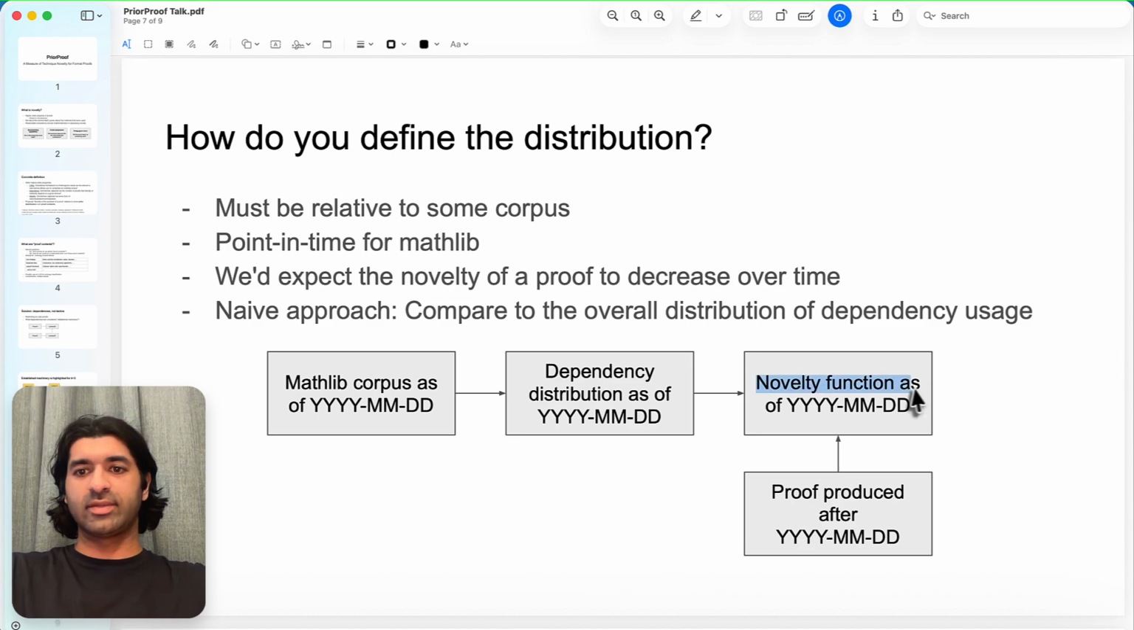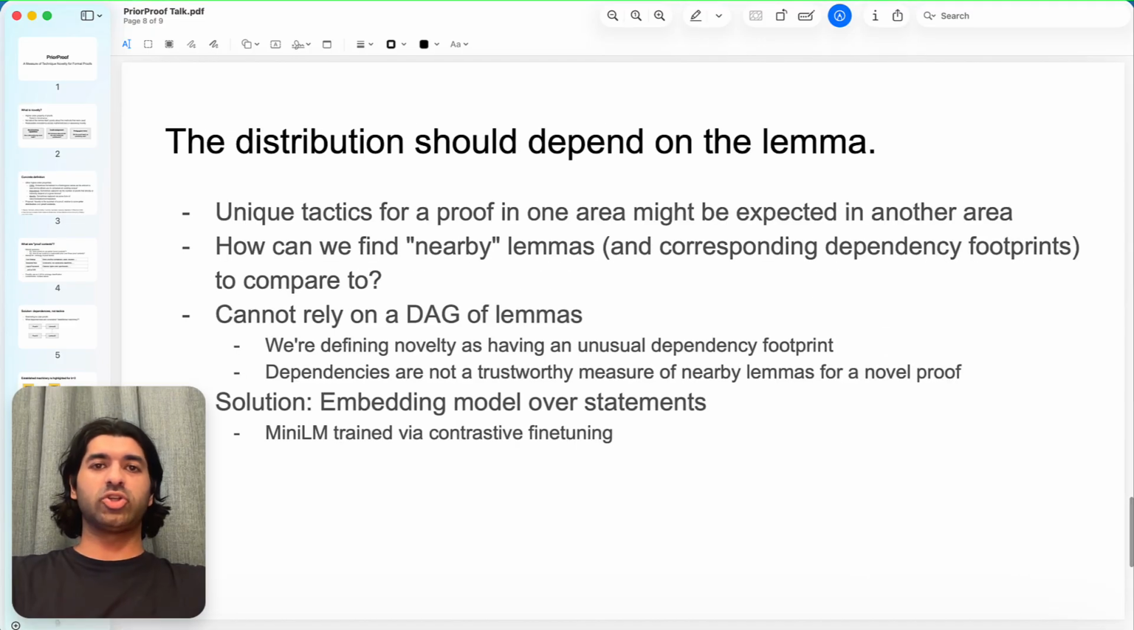And then finally, you have some novelty function where it takes an unseen proof that was after this dependency distribution was constructed, and it just computes the surprisal of the distribution of established machinery in this proof relative to the overall distribution. But what that fails to capture is that the distribution really should depend on the lemma, because some machinery that's considered standard in algebraic geometry might be considered unusual in analytic number theory.